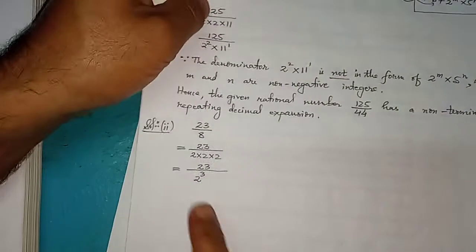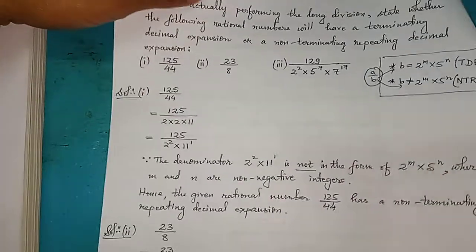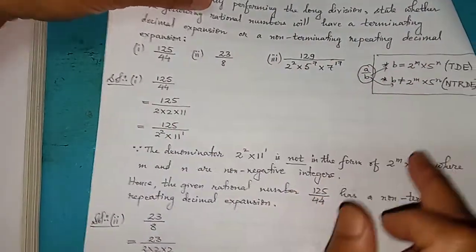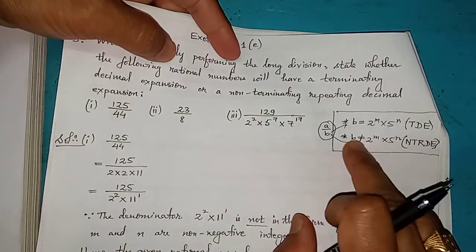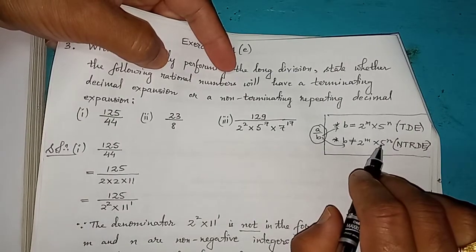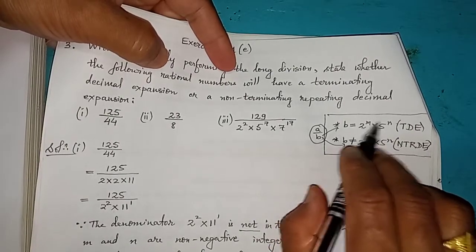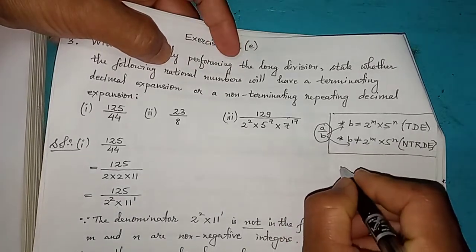Then you may be in a hurry to conclude that it will have a non-terminating and repeating expansion because it is not in this form. But no, as I said, for this form to happen, we need 2 and 5 as prime factors, yes, but the powers can be non-negative. Means powers should be non-negative. These are all integers.